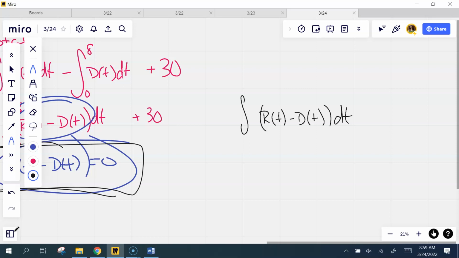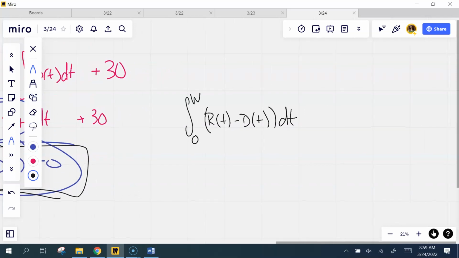So I didn't divide up 0 to 8. I just did 0 to W. Wait, that's the same thing. Yes, the same thing, but you forgot one thing. Plus 30. That's exactly right. If you did 0 to 8 and then 8 to W and added those two integrals together, I would definitely think that's worthy of credit. You got 1 point for the integral, 1 point for the equation.